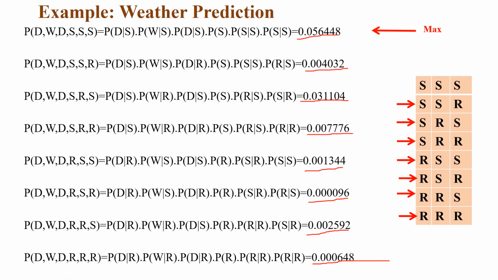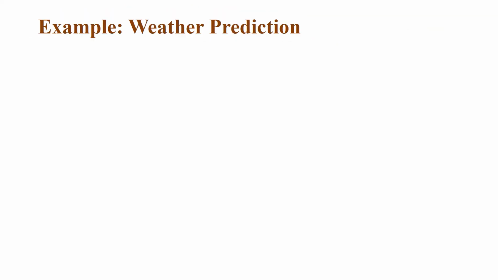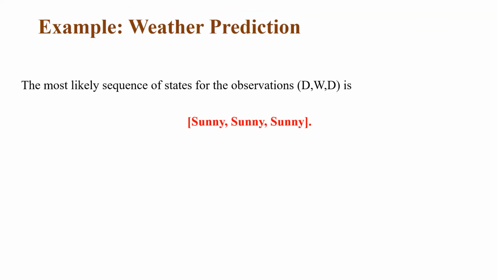Out of the calculated probabilities for all the 8 sequences, we find this probability to have the maximum value, that is for the sequence sunny, sunny, sunny. For this sequence, the probability is 0.056448. So the most likely sequence of states for the observations dry, wet, dry is sunny, sunny, sunny.